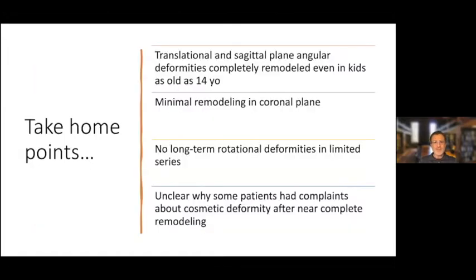Again, there it is. So take-home points from this study are the translational and sagittal plane angulation deformities completely remodel, even in kids as old as 14, if you're willing to wait long enough. But there's minimal remodeling in the coronal plane, and no long-term rotational deformities were seen in this limited series. Although, again, I caution you that may be a miss, because they showed some patients still complained of deformity. It's unclear why some patients, again, complained.